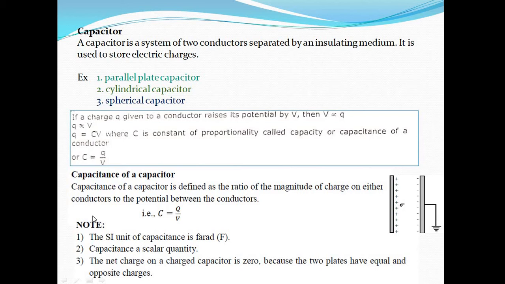So you should know the SI unit of the capacitance, that is farad, F-A-R-A-D. F is the symbol for the unit. It is a scalar quantity, students. These are some of the important points. So here, what is a capacitor? What is the capacitance of the capacitor? What is the SI unit of the capacitance? Is it a scalar quantity? And the third point is that the net charge on a charged capacitor is 0 because the two plates have equal and opposite charges. Okay, students?